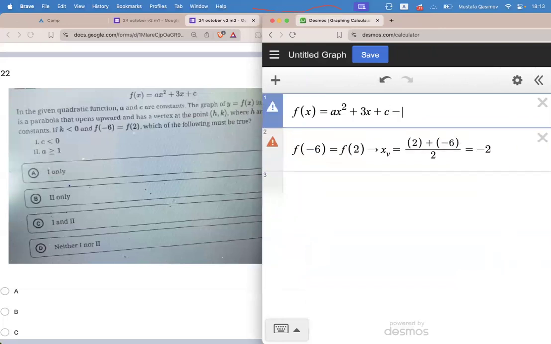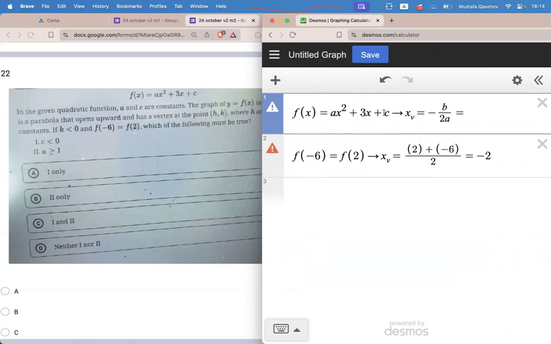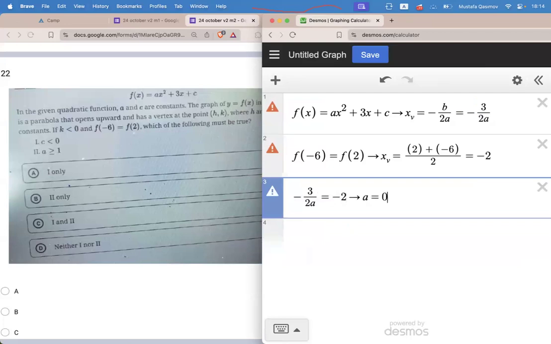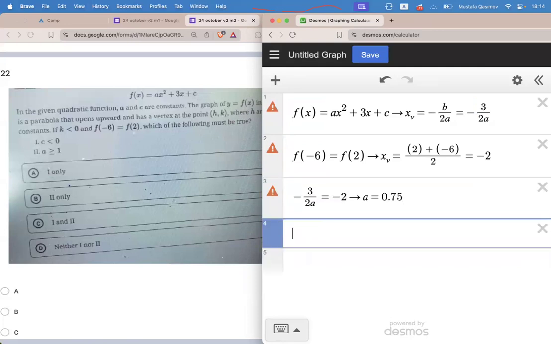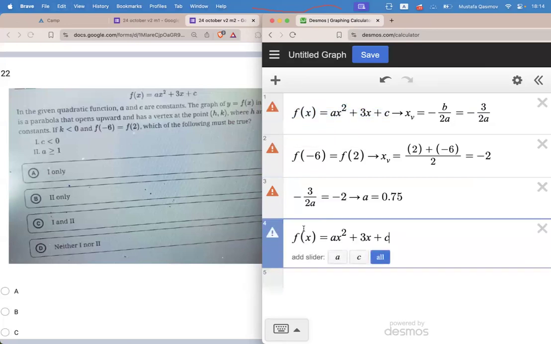And from here we can find the x vertex. It is equal to negative b over 2a, which is negative 3 over 2a. Then we can say that both are equal to each other, and from here a is equal to 0.75. After that you must write it in the equation instead of a. Let's write here 0.75.